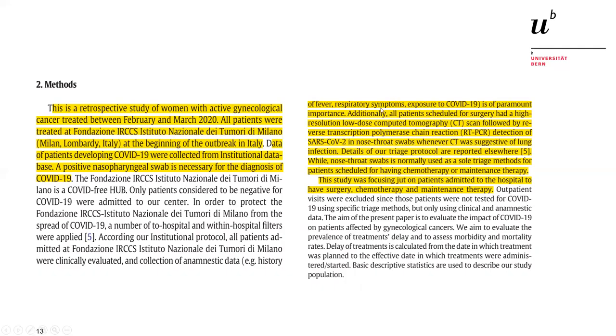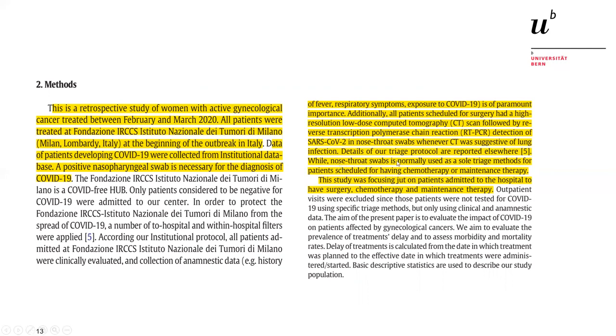And second, here they mentioned that patients were assessed. They collected information about the history of fever, respiratory symptoms, COVID-19. Then if the patients had surgery, they had a CT and an RT-PCR. And for those who were not scheduled for surgery, they gave a reference for the details of their protocols. If you want to go and look at the reference, you can do that. But here, they said that they did a nose-throat swab.